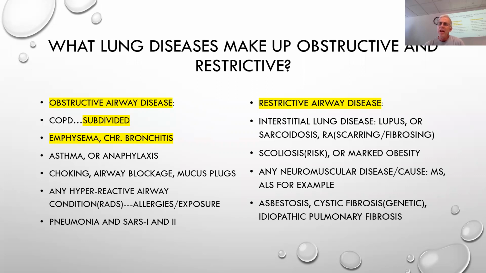Now, another aspect to restrictive is neuromuscular illness. I think most of you have probably heard of multiple sclerosis. Or Lou Gehrig's disease, the amyotrophic lateral sclerosis. And there's one other that I'll get to, I don't know why I didn't mention here, but it also results in poorer efforts of breathing because of the neuromuscular disease that's going on.